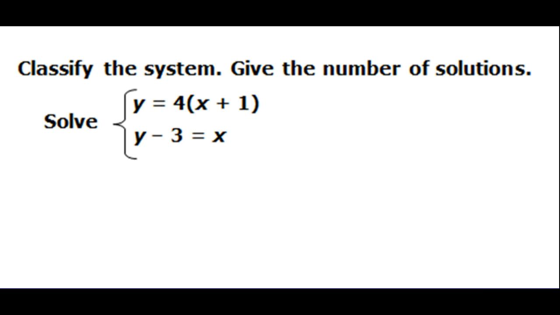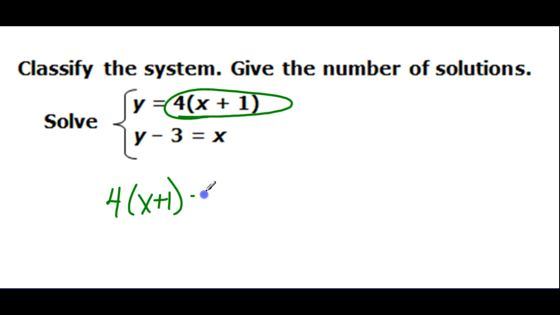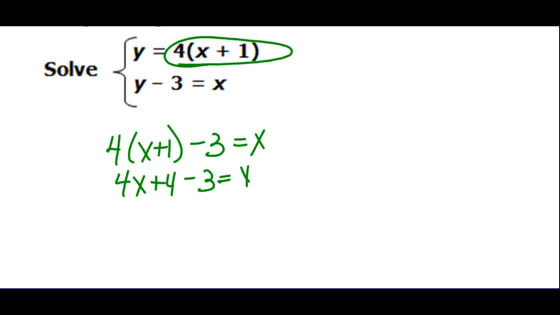Okay, these almost get easy. All right, this one I'm probably going to use substitution because this is already isolated, so I'm going to take this and substitute in for y. So that's going to give me 4x plus 1 minus 3 equals x. That's going to give me a 4x plus 4 minus 3 equals x. That is going to give me a 4x plus 1 is equal to x. Subtract 4x from both sides.